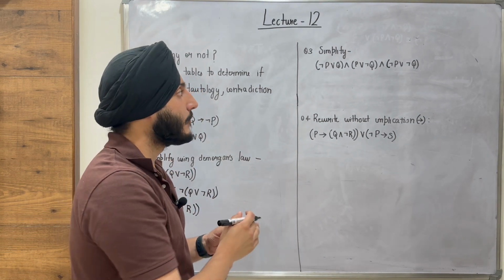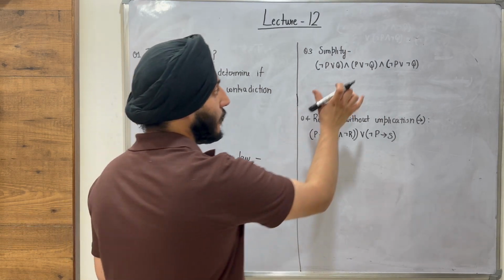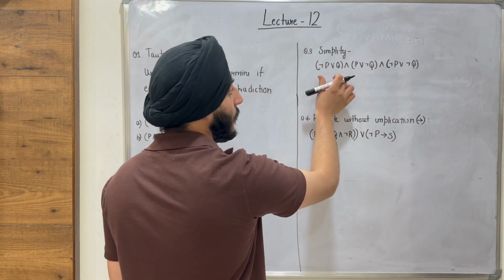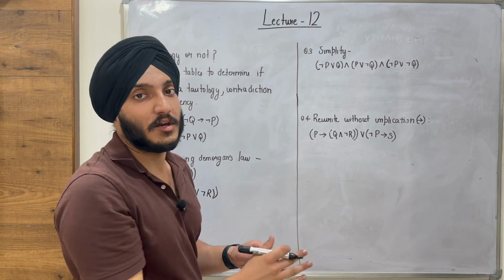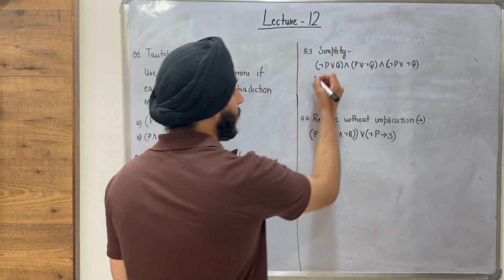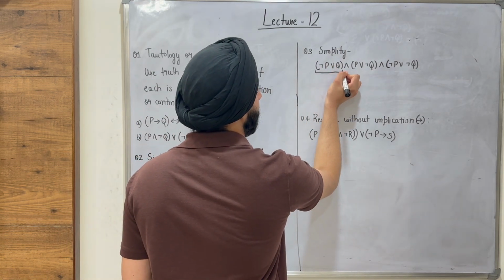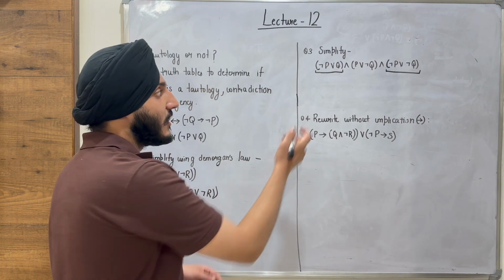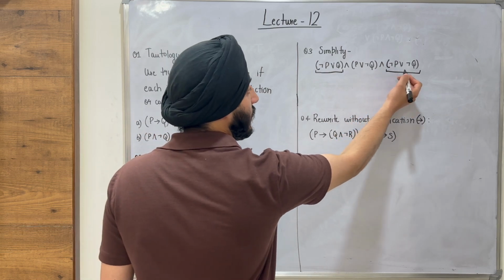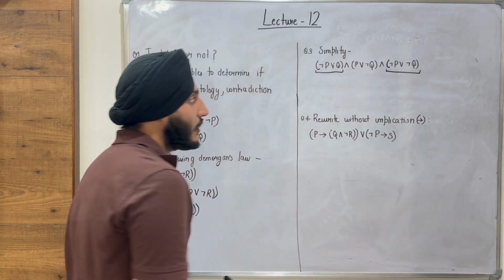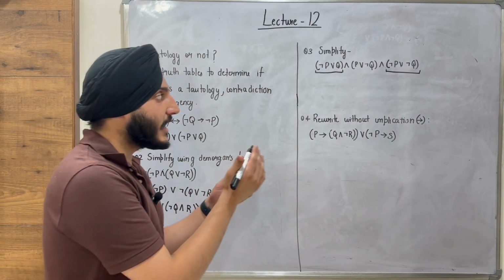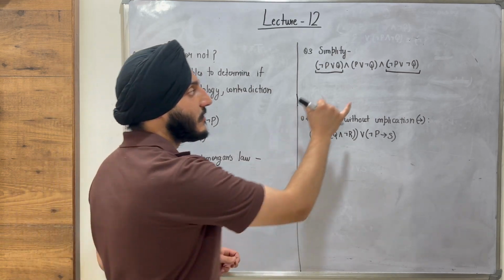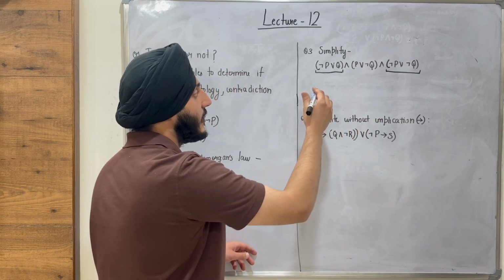Okay, given this question, my first thing is I need to identify what kind of law I can apply, right? So if I try to notice this equation, what I find out is that there is some kind of pattern which can be very helpful if I apply the distributive law, right? So if you notice, this part and this part are very similar to each other. There's a negation of P or Q, and there's a negation of P or negation of Q. So what I find out is maybe I can rearrange this logical equivalence and then apply the distributive law to it, right? So let's see how that works.